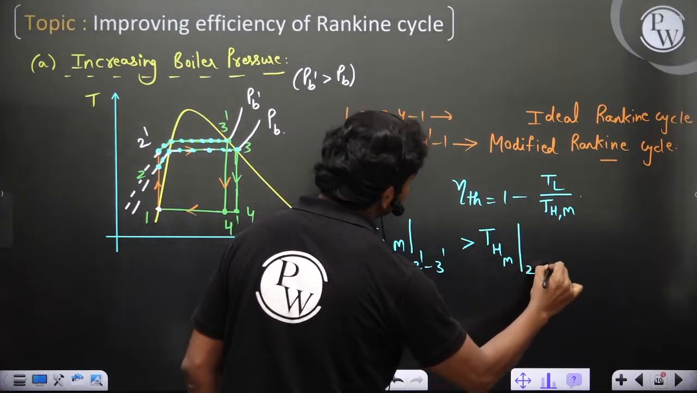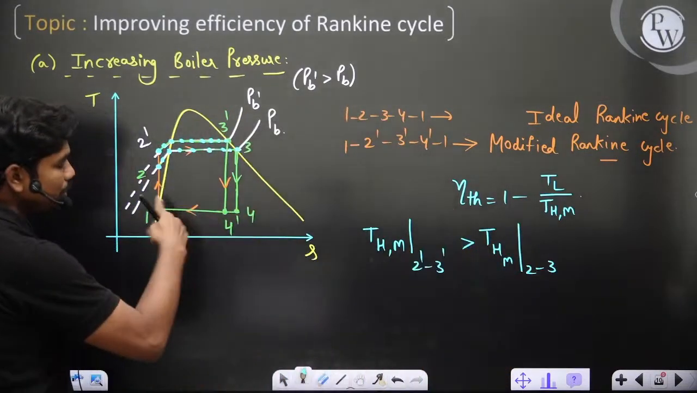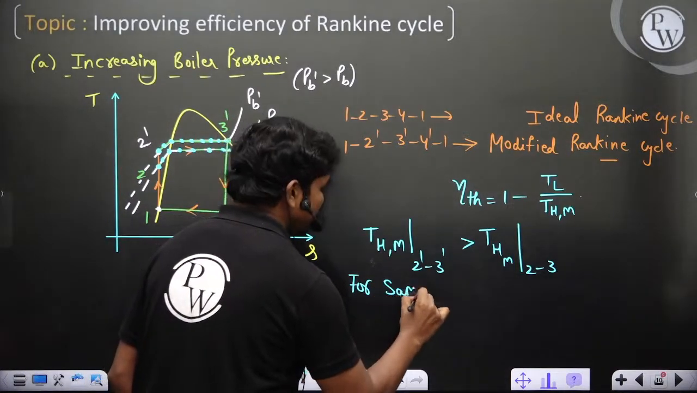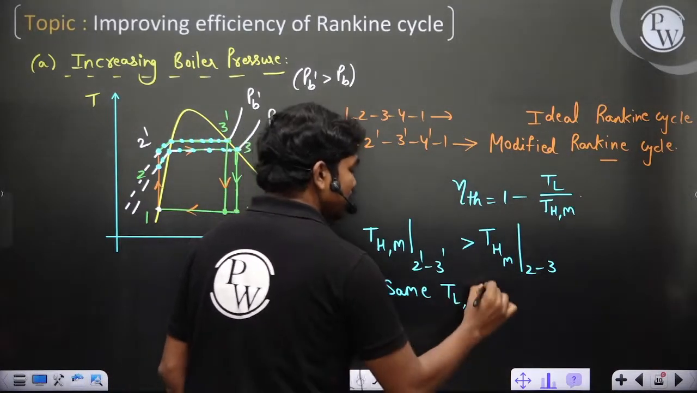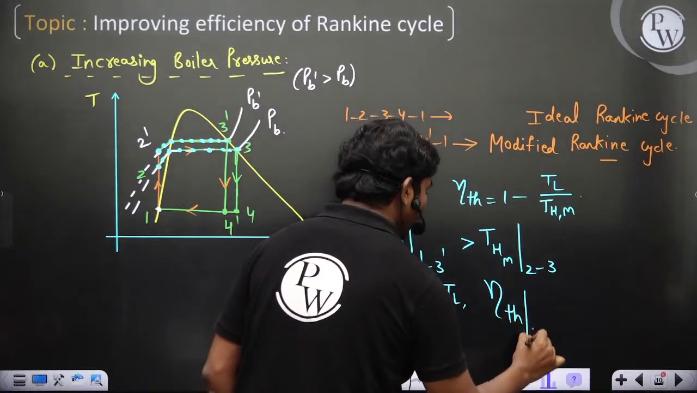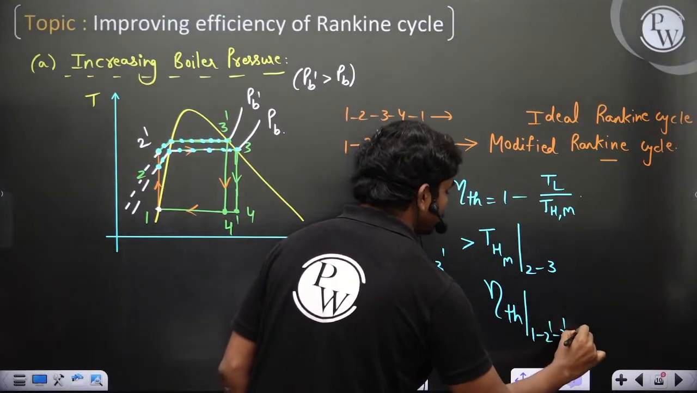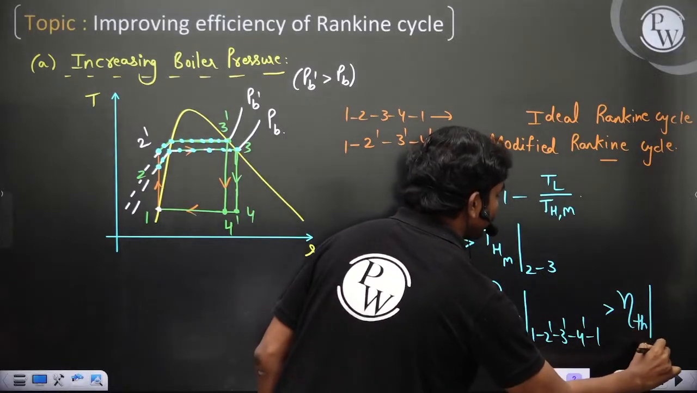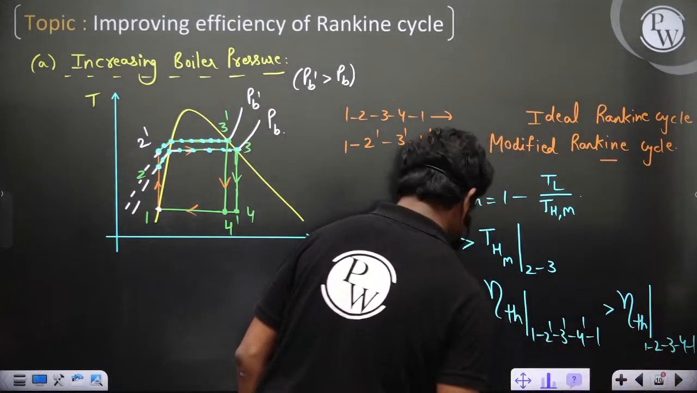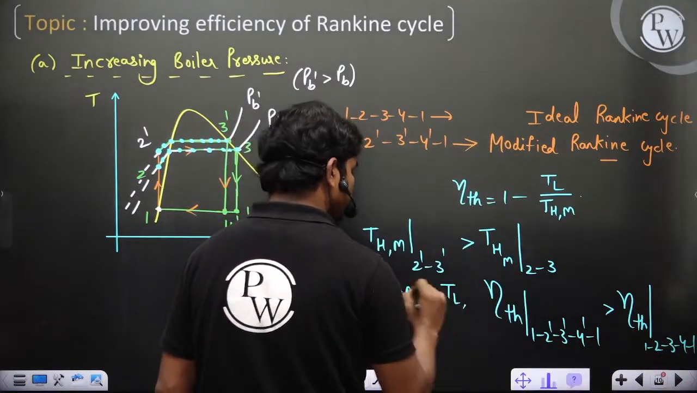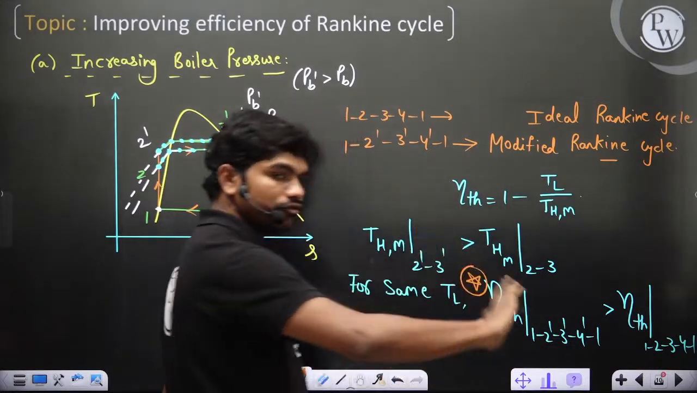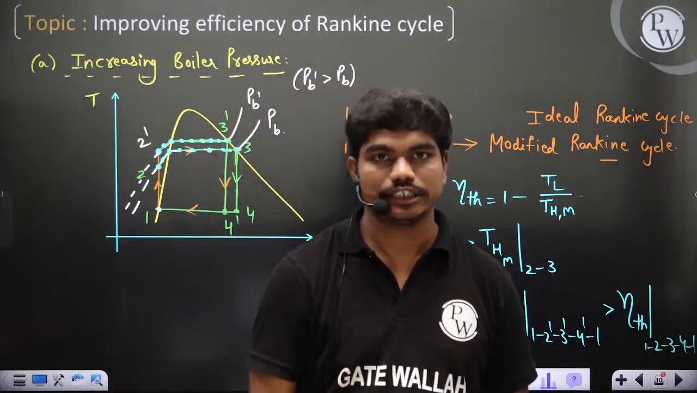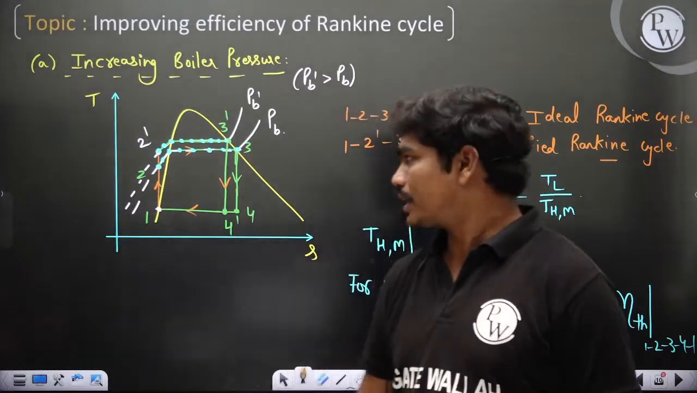and clearly TL is same in both the cases. So definitely for same TL, you can see clearly, the thermal efficiency of 1, 2 dash 3 dash 4 dash 1 is definitely greater than the thermal efficiency of 1, 2, 3, 4, 1. This is 100% clear. Okay, fine, done. But there are certain limits for this. Okay, you can see what are the limits.